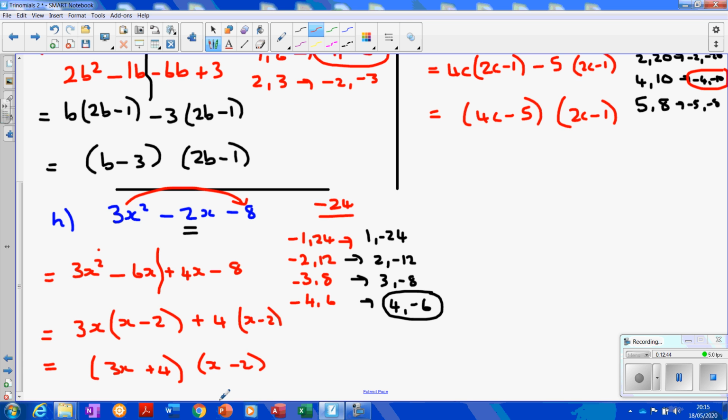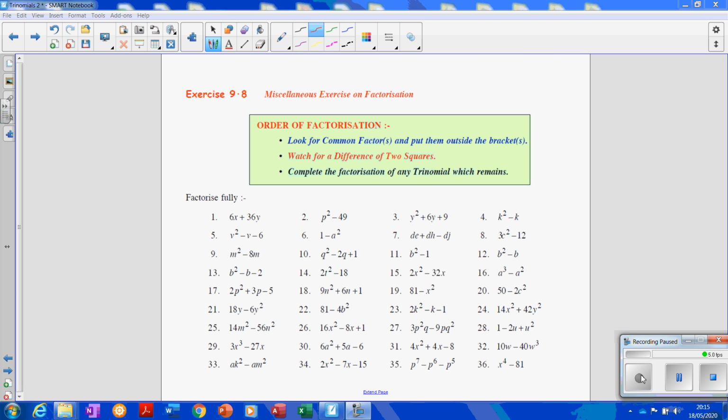Now, that was the exercise you had to do for today. If you've not got any of them correct, go back and check to see where you've made your mistake. The chances are you've not got the accurate pair that gives you the middle term. Okay, so you have to check that.